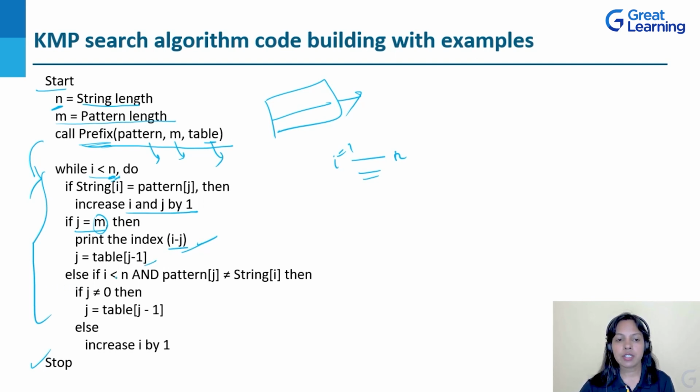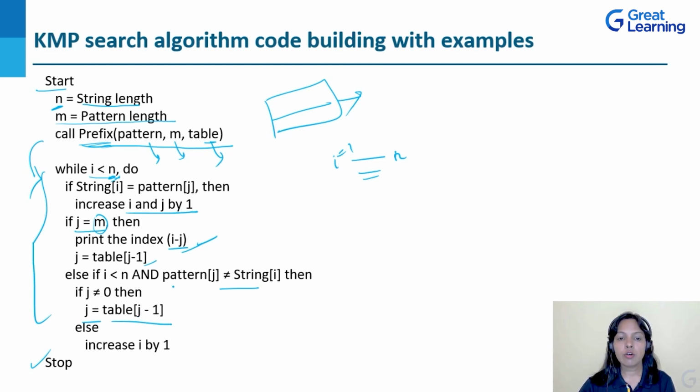Now the else condition is that if the pattern is not matching, then in that case what has to be done? If the pattern is not matching and i is less than n and you have not reached the end of the string, still there are characters in the string, then you have to decrement j only, right? And to decrement j, where? So j will be decremented to 1 less than where j was pointing.